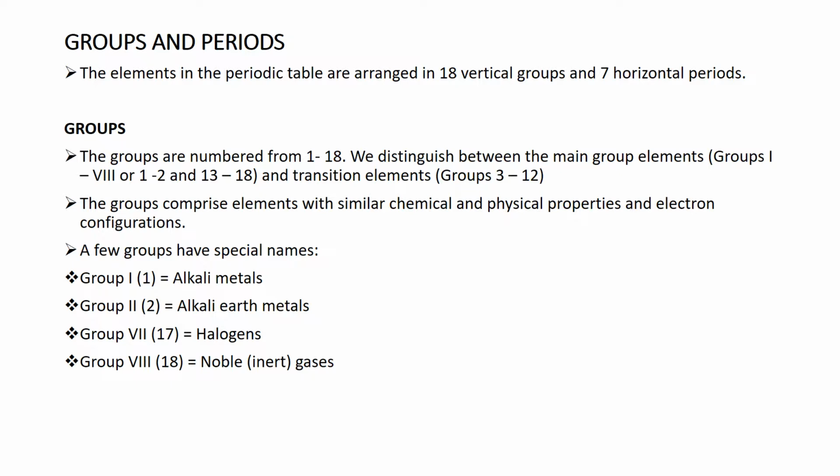The groups comprise elements with similar chemical and physical properties and electron configurations. A few groups have special names. How do we name the groups? Group 1 elements, we call them alkali metals. Group 2 elements, we call them alkaline earth metals. Group 7 or 17 elements, we call them halogens, and group 8 or 18, we call them the noble or inert gases.